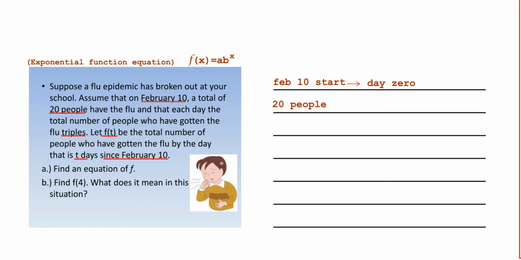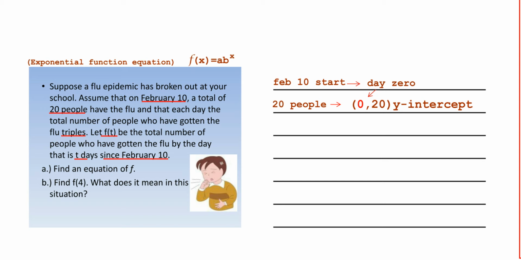And we also know that there were 20 people to begin with who have gotten the flu, agreed? So in that case, we can define this as the y-intercept. Day 0 is the t-value, which is the x representative, so 0. And then 20 people is the y-value of the y-intercept, or starting amount, initial value.